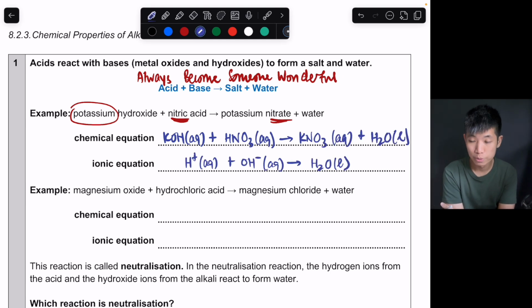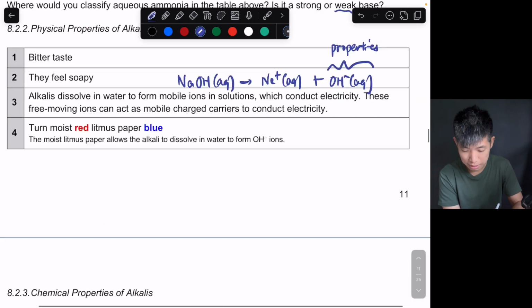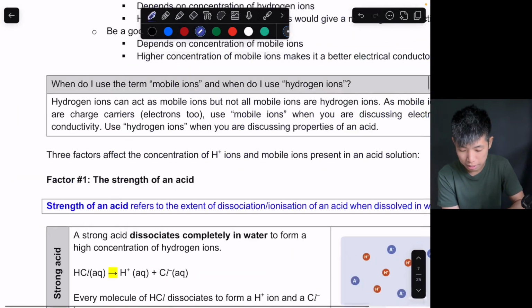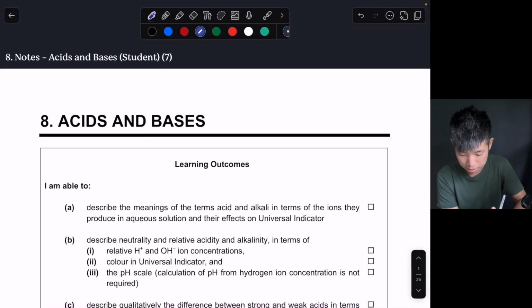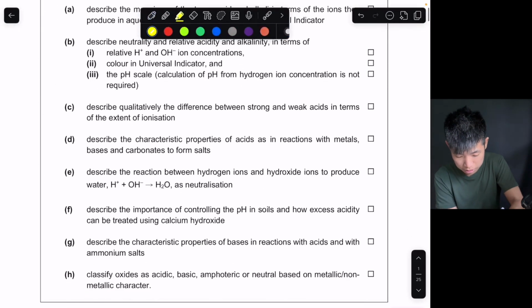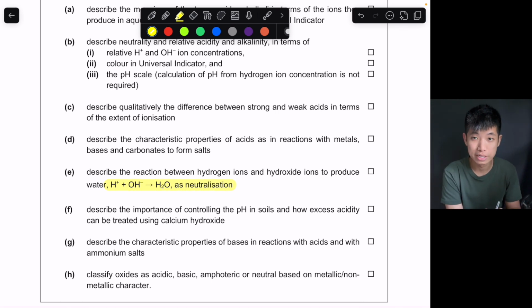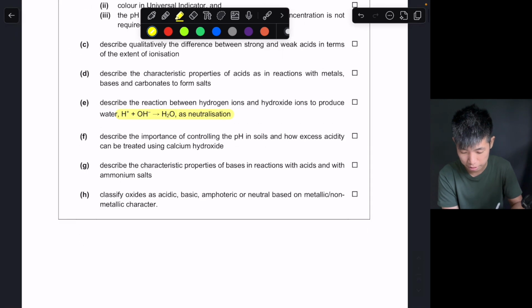For the first one, you get H+ + OH- gives H2O. You will notice that this equation keeps appearing. For many of the neutralization reactions, this is the ionic equation for neutralization. If you look at the learning outcomes at the start, you will notice this statement. The ionic equation for neutralization is always written like this, for acid and alkali.